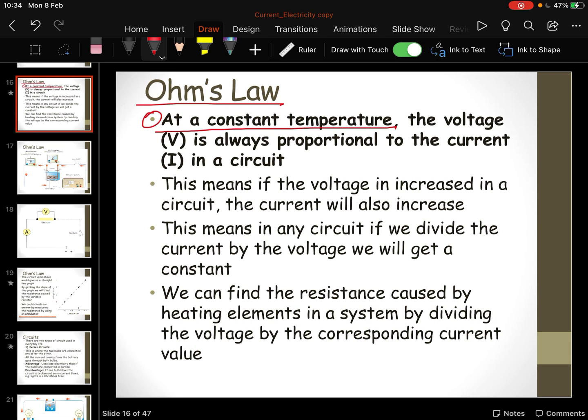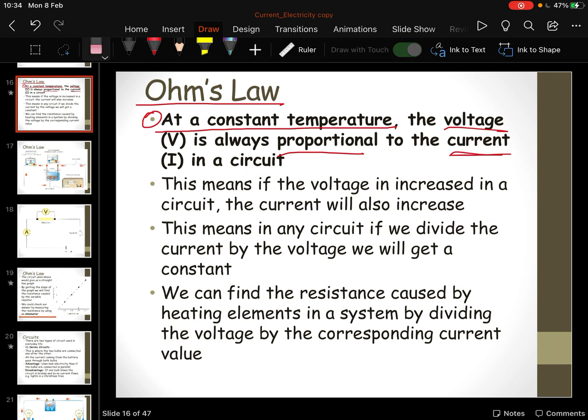Now the reason you have to mention it is that as the temperature increases, the resistance will change. Okay, so if the temperature goes up, the resistance will go up, and if the resistance goes up, then the current and the voltage no longer become proportional. Okay, so they're all linked, right? So they're linked to the temperature. So as the temperature is constant, okay, so at a constant temperature, voltage is proportional to current there. Sorry, not circuit, to current.